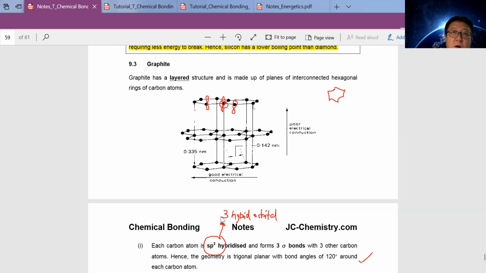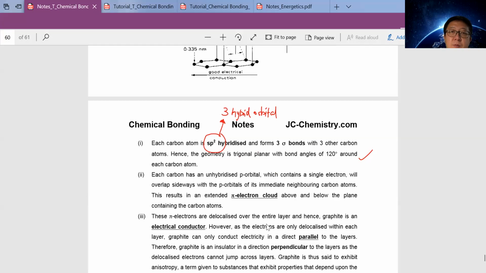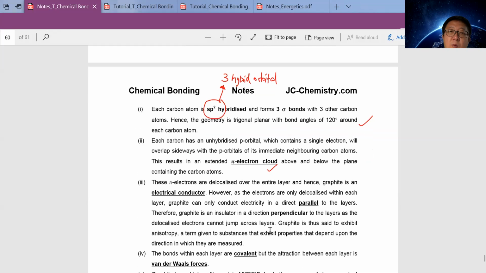Can you imagine? All of them got p orbital. So they will do a sideway overlap, so-called the sideway overlap with each other to form this pi electron cloud, but there's no double bond. So the electrons are free to move. That's why we use this term delocalize. Okay, delocalization of your electron, and therefore it's an electrical conductor.